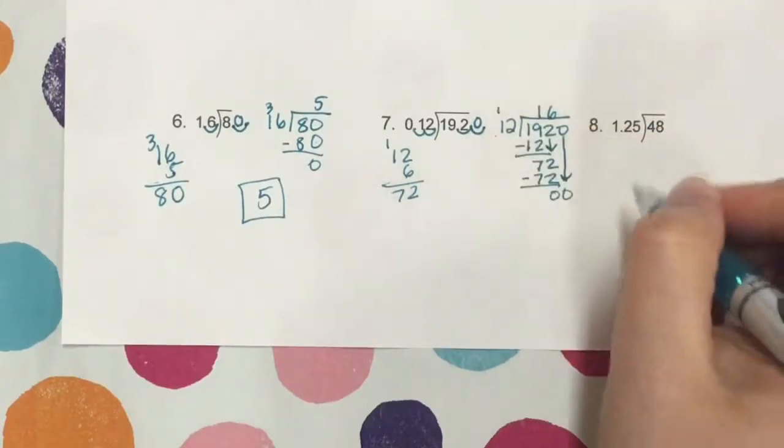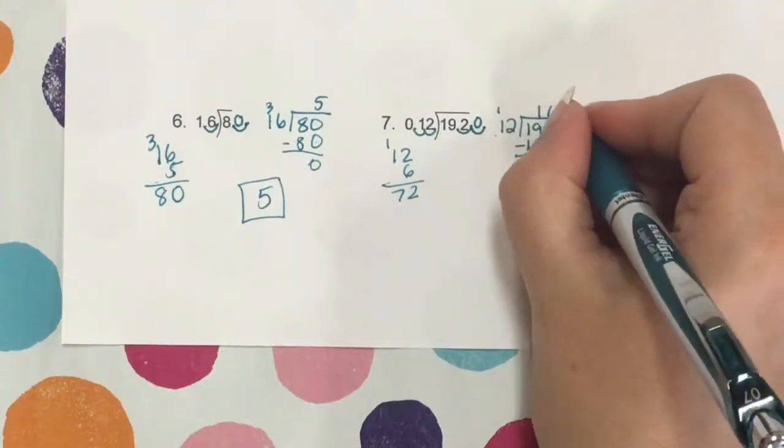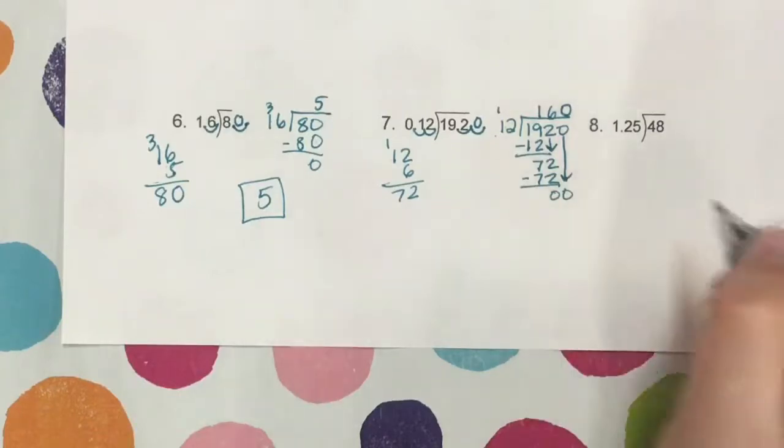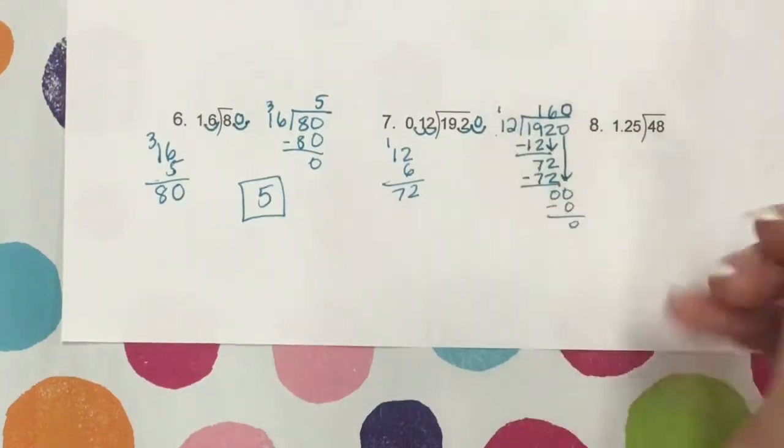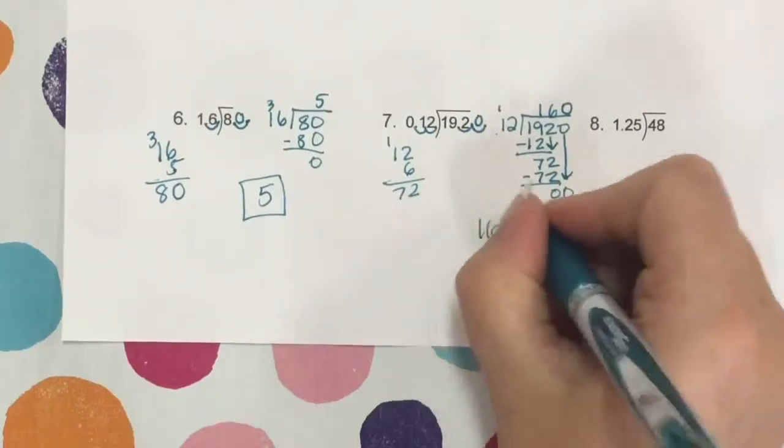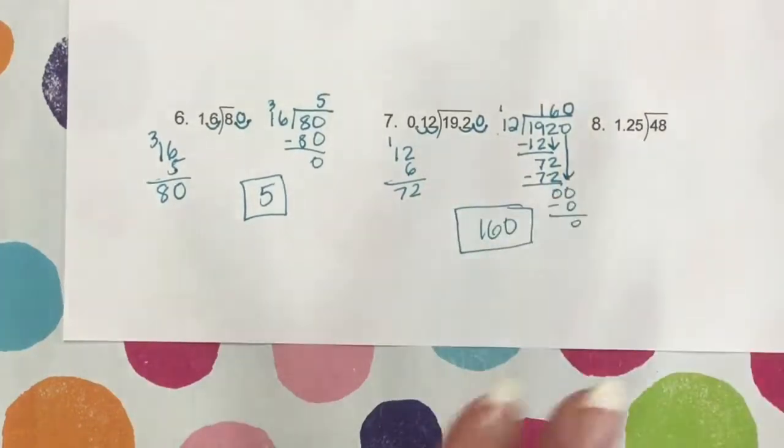And does 12 go into 0? No, it doesn't, so we write a 0 there. And yeah, that's it. We have 0 times 12 is 0, and there's no remainder, and we're done. The answer is 160. So if you got that one right, woohoo!